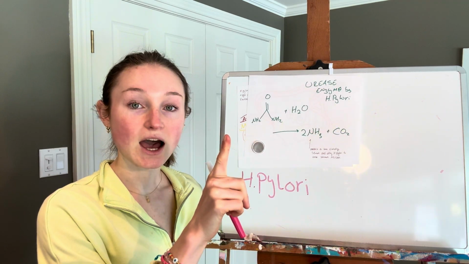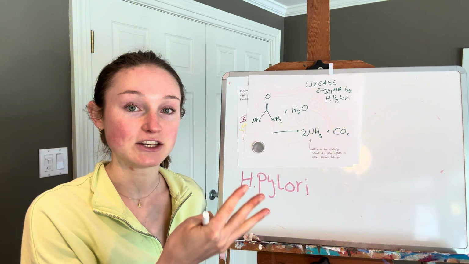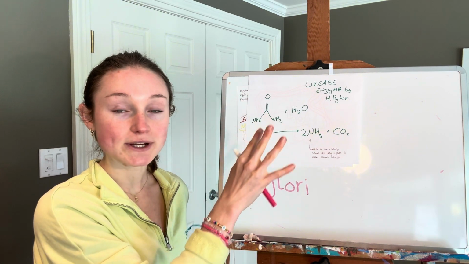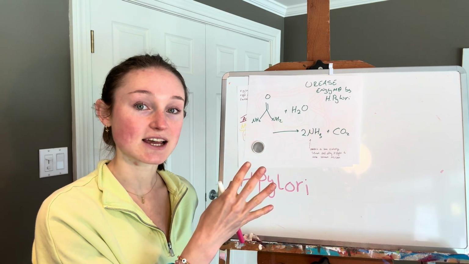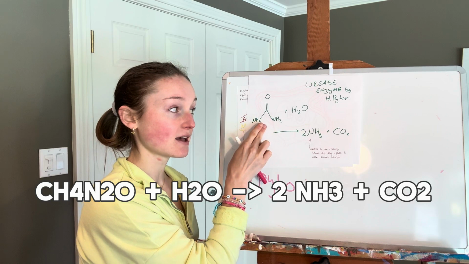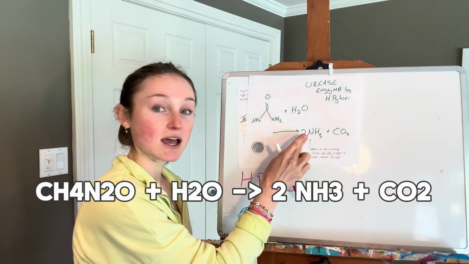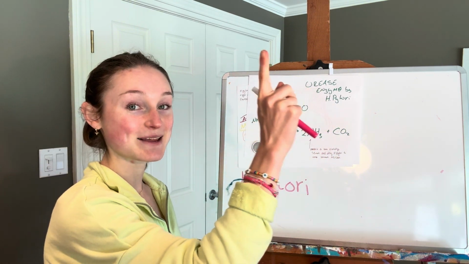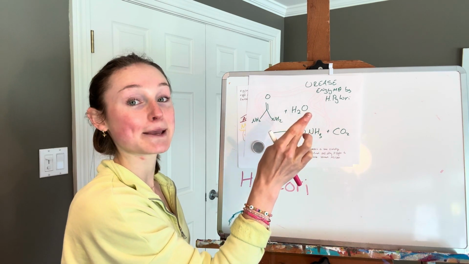First thing, how does H. pylori, this bad bacteria, actually survive in your stomach? Urea exists in your stomach. H. pylori secretes the enzyme urease. What urease does is it reacts urea with water to make ammonia and carbon dioxide. Recall from the video in acid and base chemistry that ammonia can function as a base.